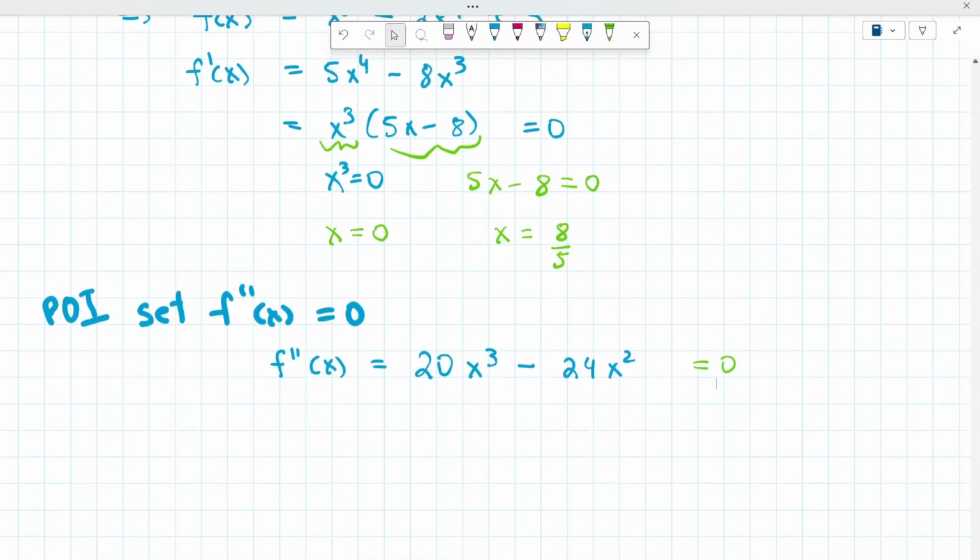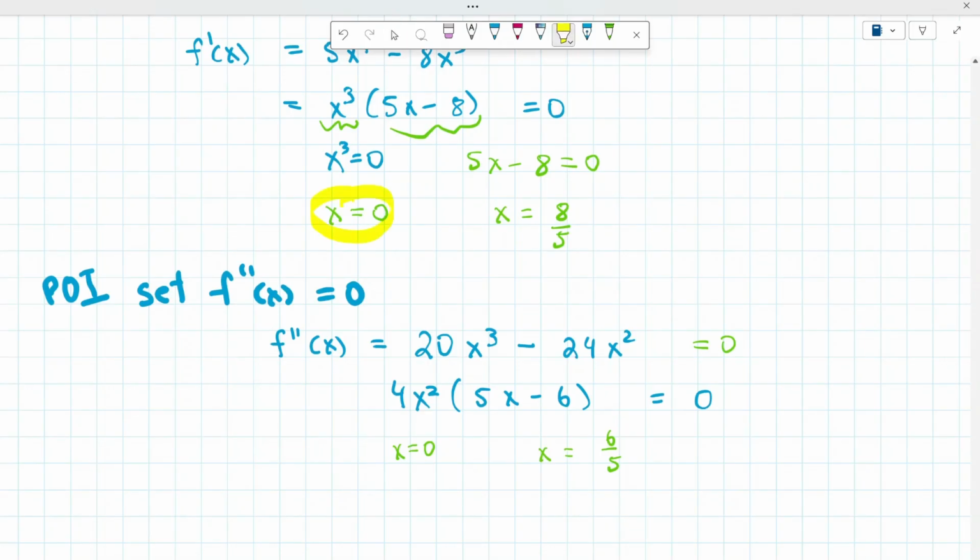Okay, so let's factor this again. We can factor out an x squared, and we can also factor out a 4. So what do we have left? We have 5x minus 6 equals 0. Let's look at our two terms here. We've got x equals 0, and we also have x equals 6 over 5. Okay, so now we see that we have x equals 0 in two cases. So this becomes the big question: is it a critical point, or is it a point of inflection? This is where we now have to consult a number line and take a peek.